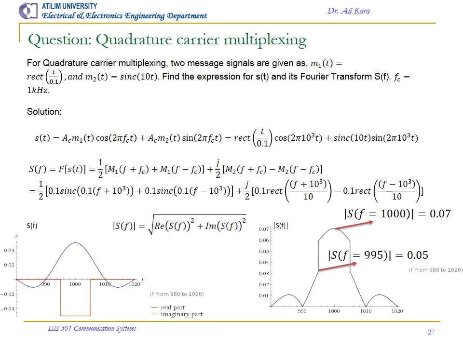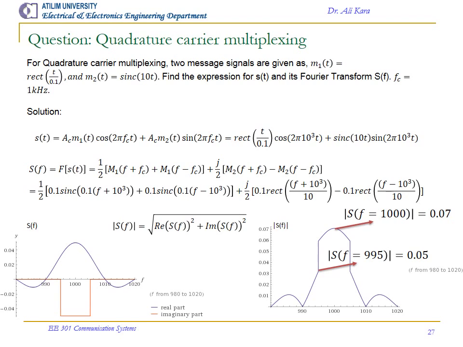Question: quadrature carrier multiplexing. For quadrature carrier multiplexing, two message signals are given as m1 equals rectangle t over 0.1, m2 equals sinc 10 t.